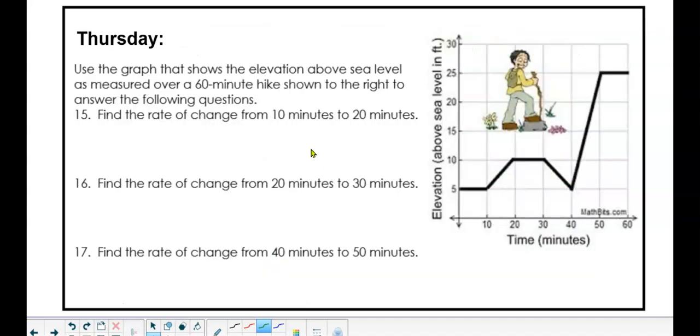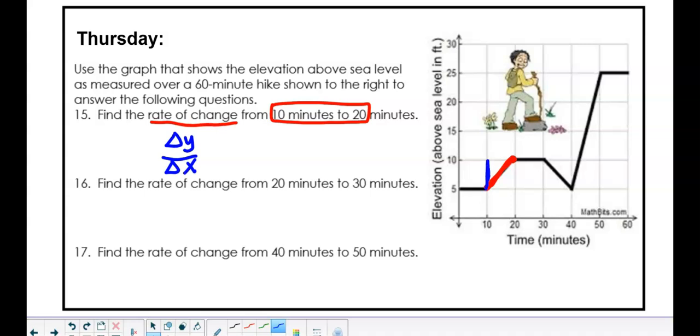The final box asks you to find the rate of change from a story. The graph shows the elevation above sea level as measured over a 60-minute hike shown to the right to answer the following questions. So we're going to use this graph here to calculate our rate of change or slope. The first question asks us to find the rate of change from 10 minutes to 20 minutes. And that would be from 10 to 20, right here. So we want to calculate the slope of that line. And we can do it by looking at the change in the y numbers and the change in the x numbers, right? Delta y over delta x.